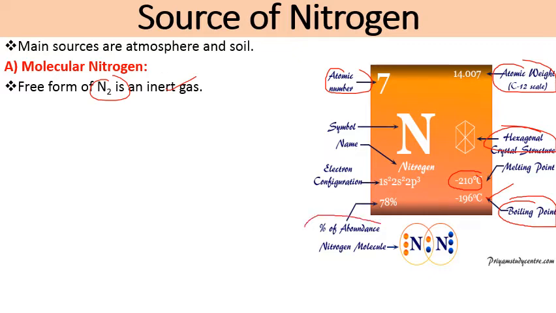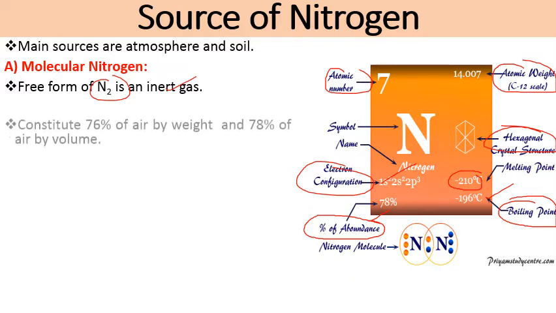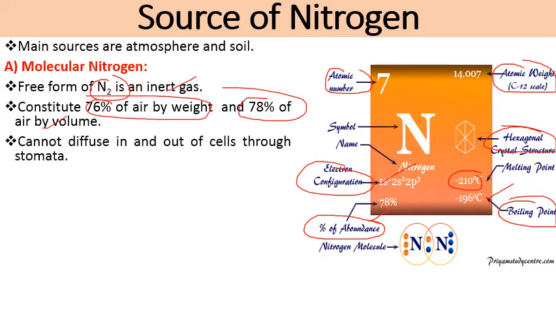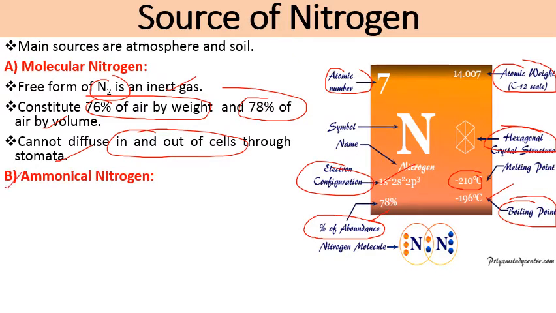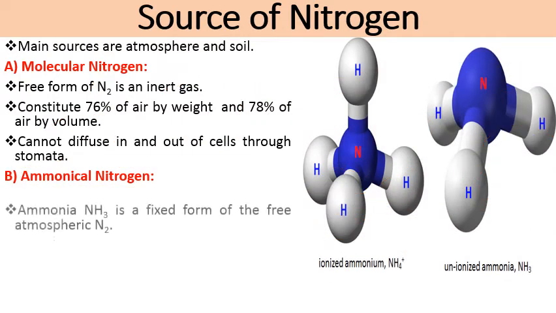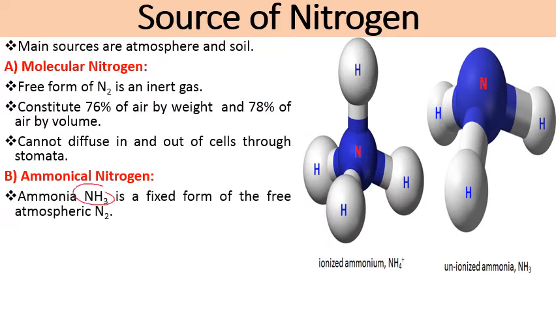If we talk about the composition of gases in the atmosphere, it forms approximately 78% of the air content, and its electronic configuration is given here. So this is the basic information regarding nitrogen. It constitutes 76% of air by weight and 78% of air by volume, and it cannot diffuse in and out of cells through stomata. It can neither diffuse inside through the stomata nor go out through the stomata. Then the second form of nitrogen is ammoniacal nitrogen, and this form is available to plants. Plants can absorb nitrogen in this form.